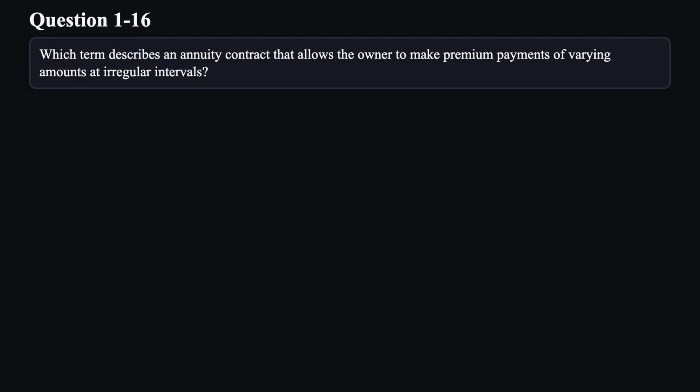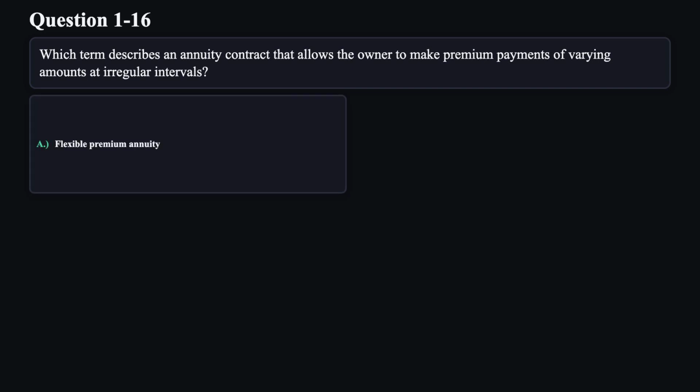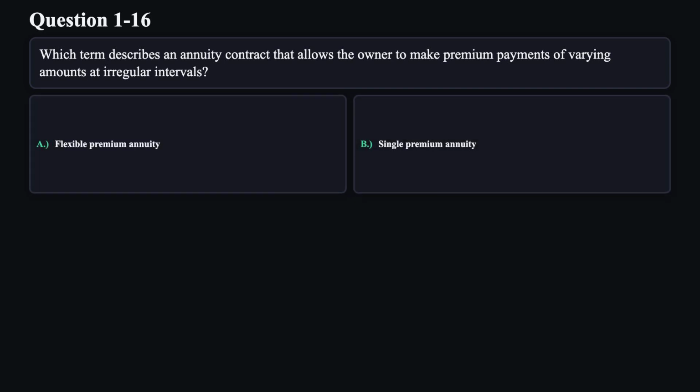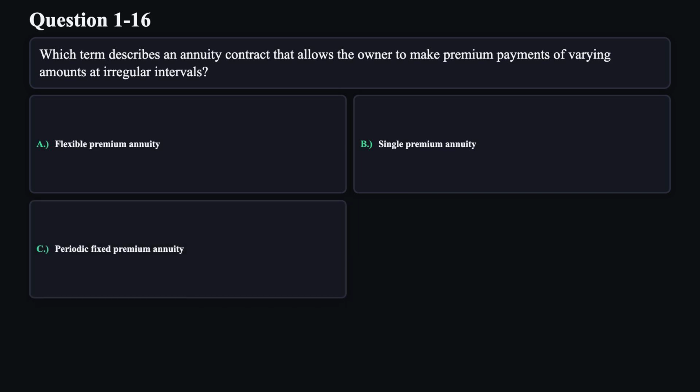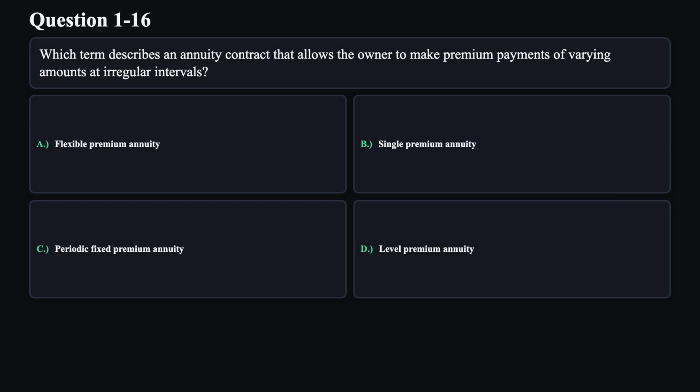Question 16. Which term describes an annuity contract that allows the owner to make premium payments of varying amounts at irregular intervals? A. Flexible premium annuity. B. Single premium annuity. C. Periodic fixed premium annuity. D. Level premium annuity.